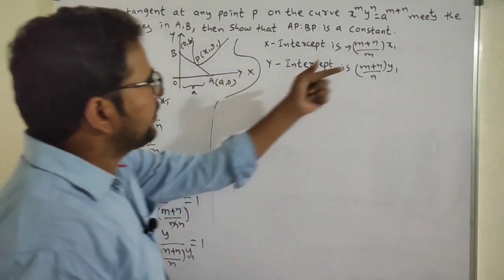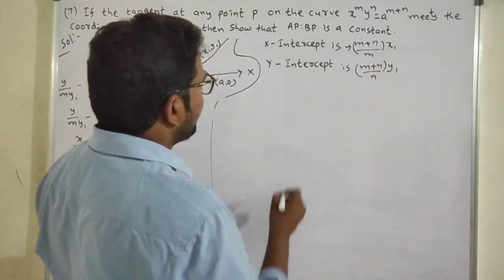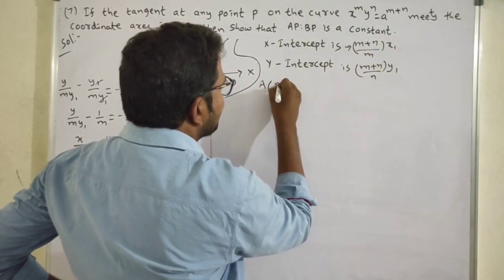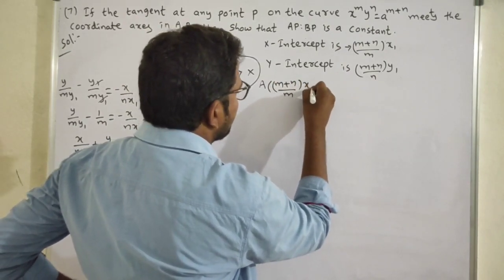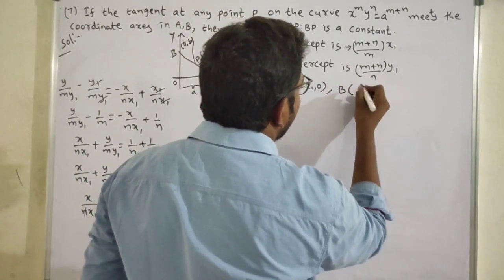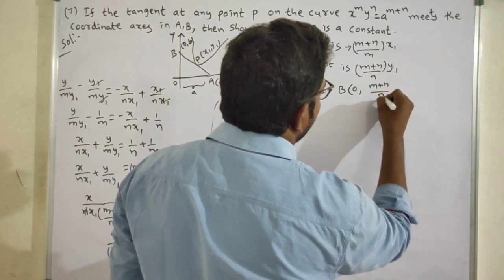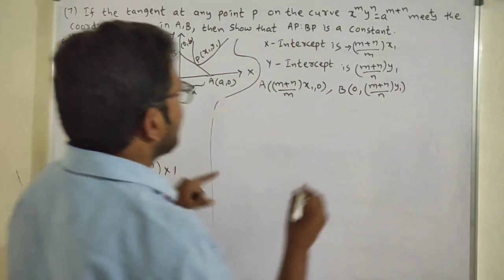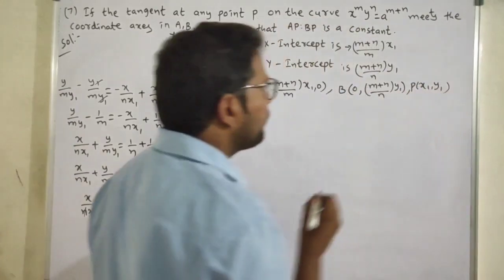So we can write this is a. X-intercept means small a, y-intercept means small b. So we can write the A point and the B point. What is the A point? A comma 0, where a means the x-intercept. So this is (m plus n) by m into x1, comma 0. This is the A point. And the B point is 0 comma b, where b means the y-intercept. So 0 comma (m plus n) by n into y1. This is the B point. And what is the P point given? P of x1, y1.